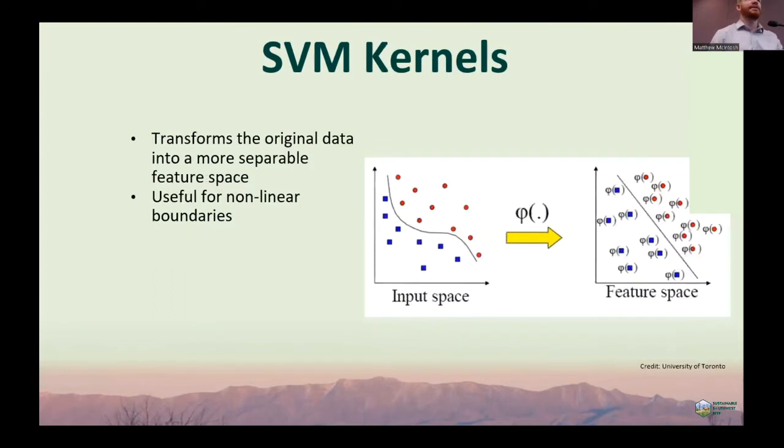And so we can improve our accuracy by using an SVM kernel. This transforms the original data into a more separable feature space, which is useful for nonlinear boundaries. So if we can't draw a straight line through the data, like we can't in this other example with red and blue, we can use a kernel to transform it into a feature space where we can draw a more separable line, or a more straight line, like in this example.